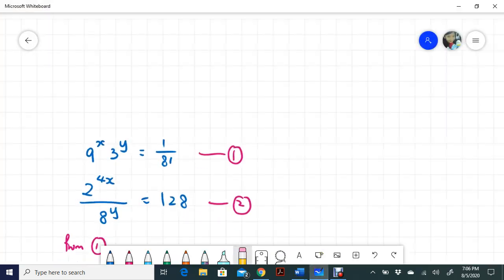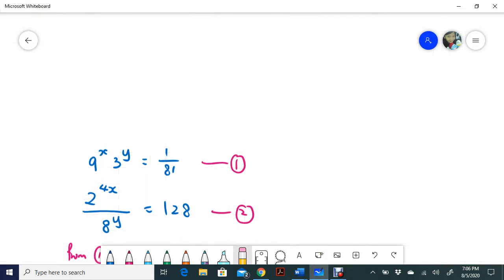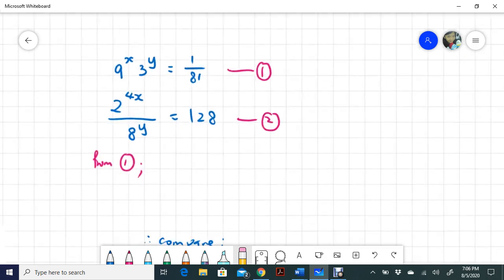Every time you see equations, the first thing in your mind, at your initial stage, please remember to name or give numbers to the equations. So the first equation you just name as equation 1. Then the second equation you just name as 2. Okay, so we can start already.